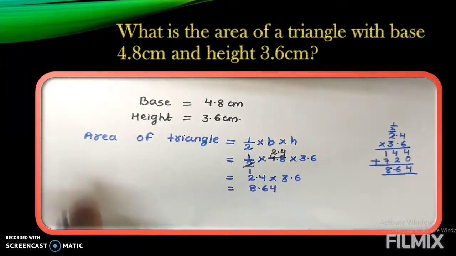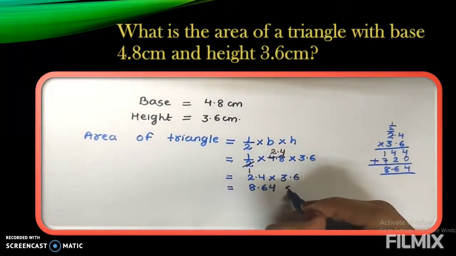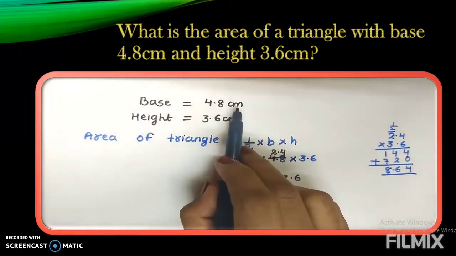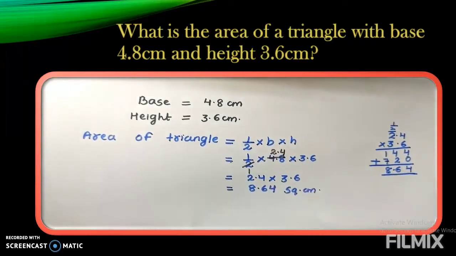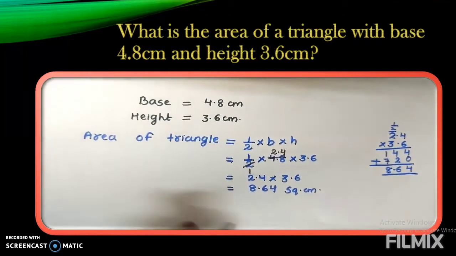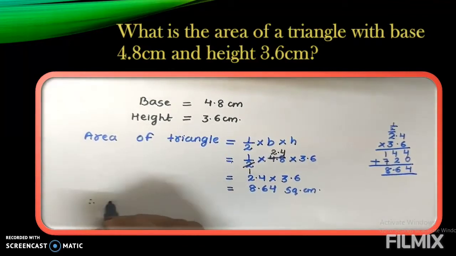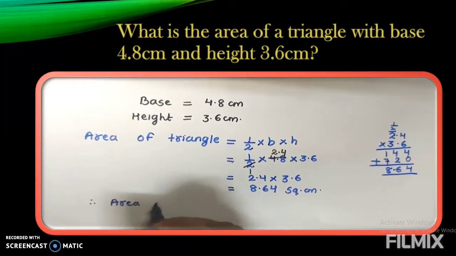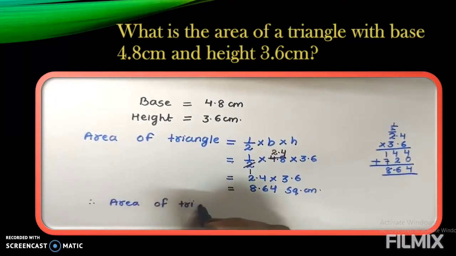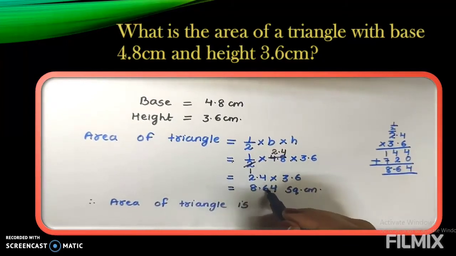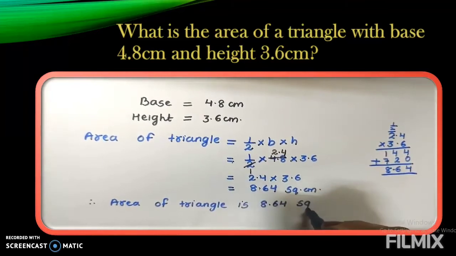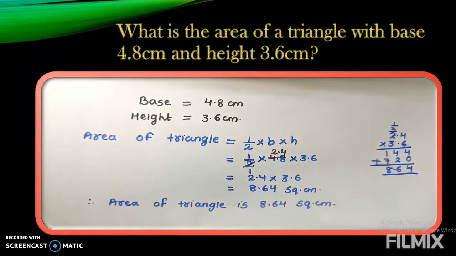So now as they are asking area, what is the unit of area? Square. Square what? Here in question they had given centimeters. So here also we will write centimeter. What they are asking in question, what is the area of triangle? So we will write the final answer. Therefore, area of triangle is what? 8.64 square centimeter.